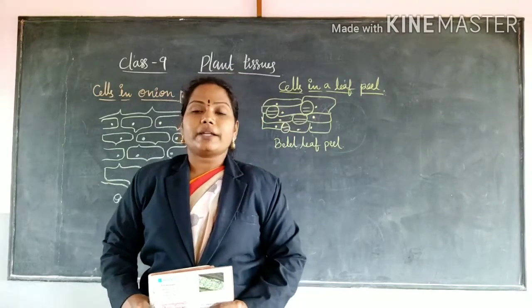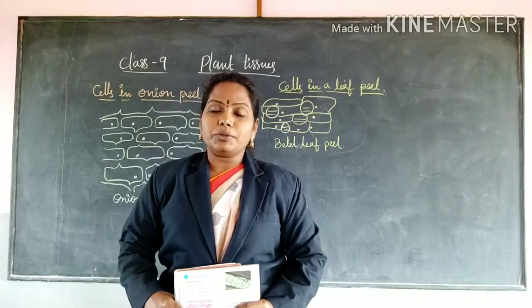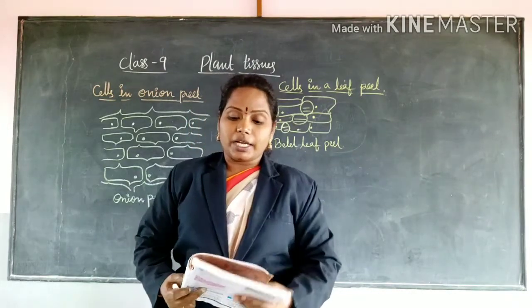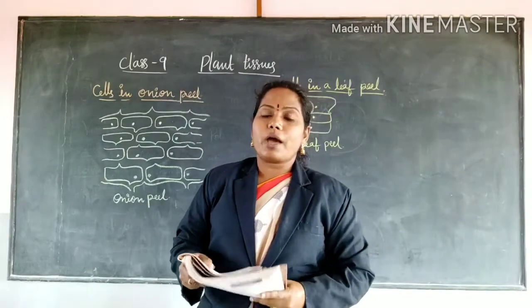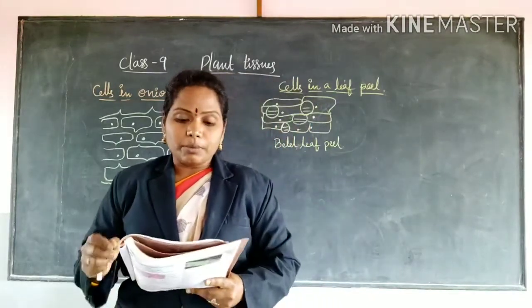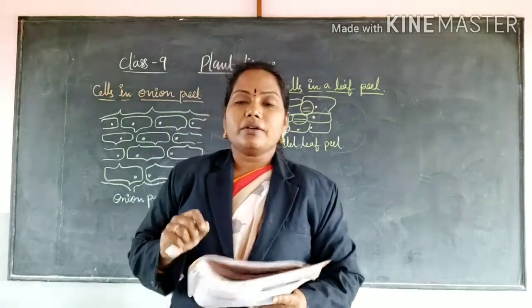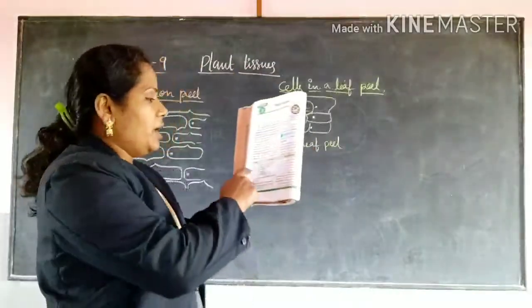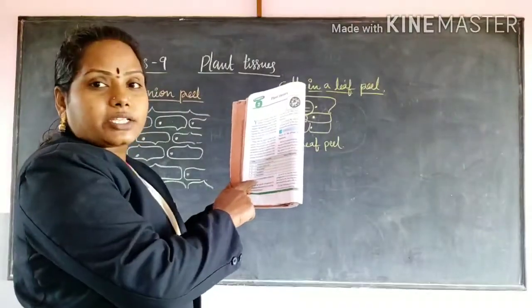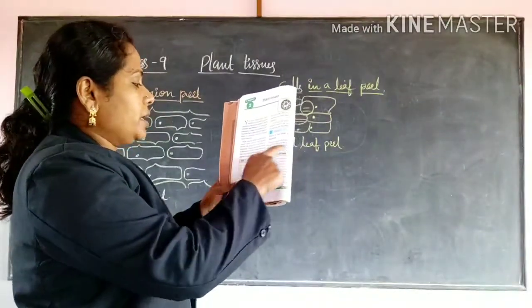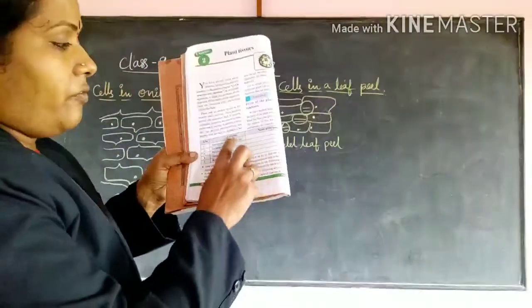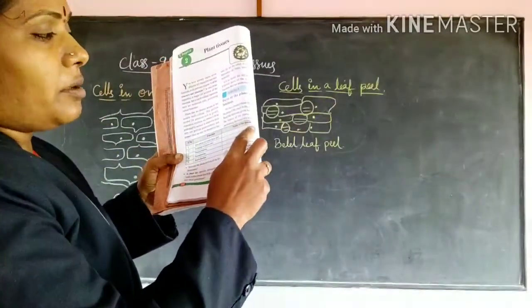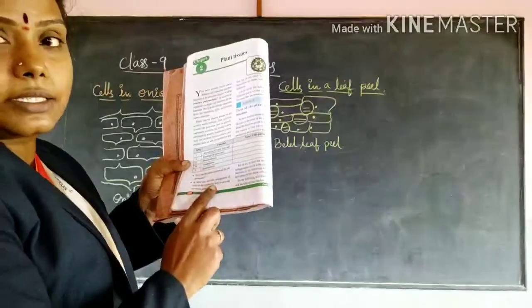So what is a tissue? We are going to learn that. Before that we have to do some activities, so you have to answer some questions. Here you are given one table in your textbook. The first column is function, and then the name of the parts in plants.